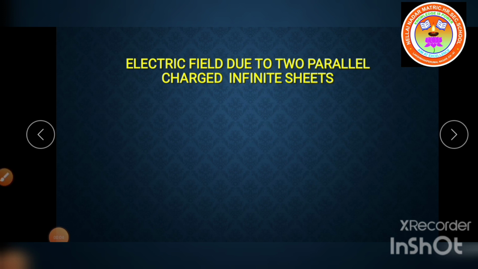Today we are going to discuss the third application of Gauss law, that is, electric field due to two parallel charged infinite sheets.